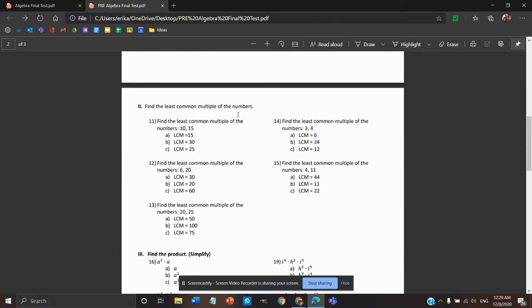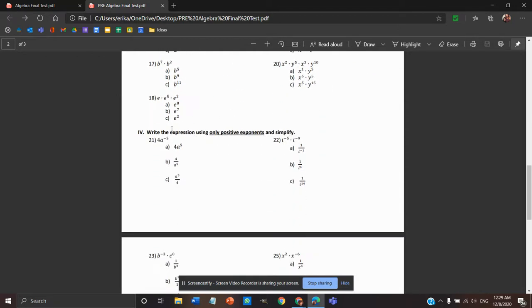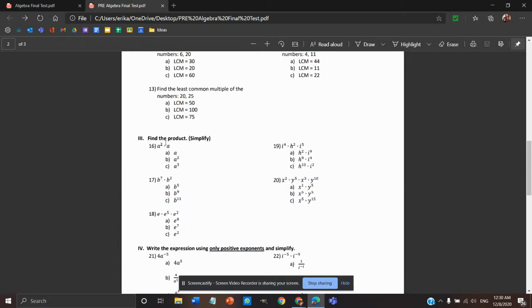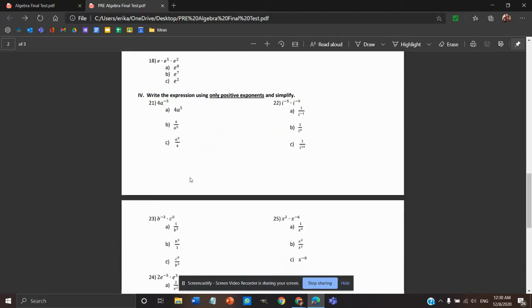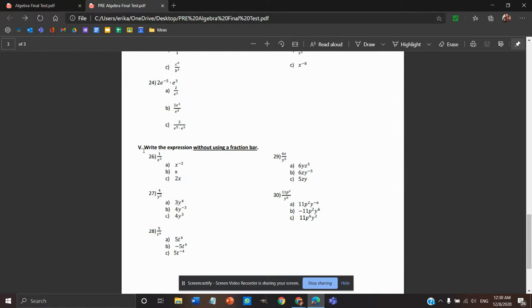And the second part, you're gonna look for the least common multiple. In the fourth part, you're gonna write the expression. Sorry, in the third part, you're gonna find the product and simplify. In the fourth one, you're gonna write the expression using only positive exponents, and I am emphasizing that, only positive exponents. And in the fifth part, it says write the expression without using a fraction bar.